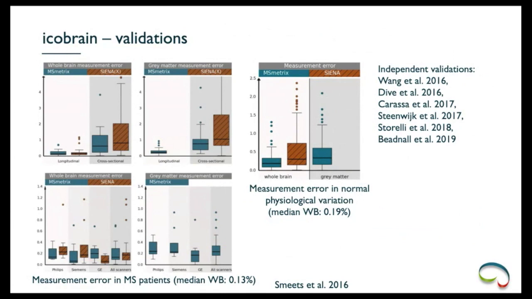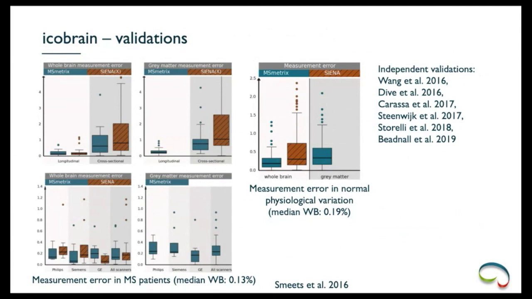You can see that for the whole brain volume, we measured 0.13% measurement error, which is in line or even slightly better than the state-of-the-art Sienna software, which is used in many clinical trials. Also in that paper, we investigated the effect of normal physiological variation, which was also touched upon by Professor Rovira. There we also show that in case the physiological variations are normal, the error is quite limited, in this case 0.19%.